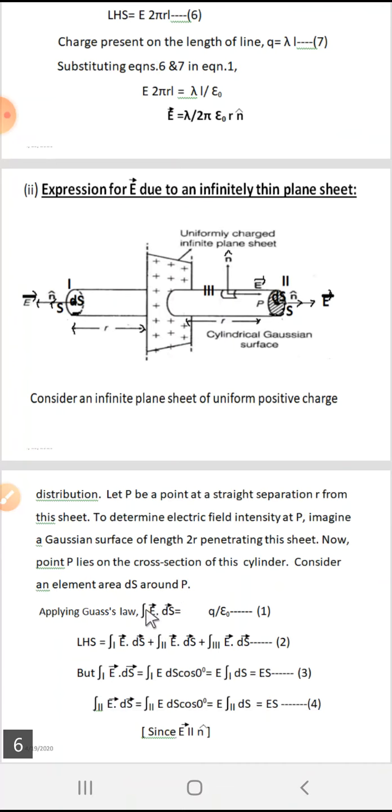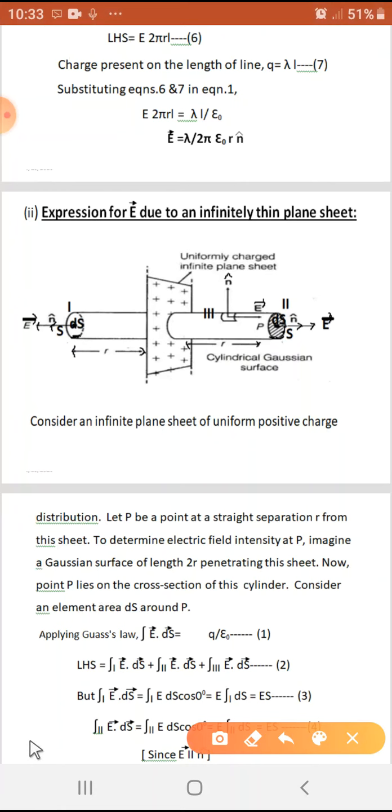Here also the closed notation is there. Closed integral, the closed sign is required. Closed integral of vector E dot vector ds equals q by epsilon 0. On the integral sign you put a circle, that is a closed integral. Applying this, same as the previous derivation, you take the LHS and split that into the sum of three terms.